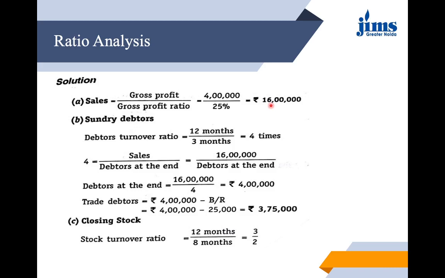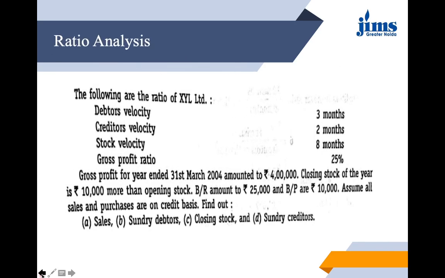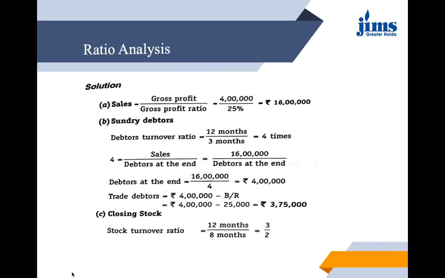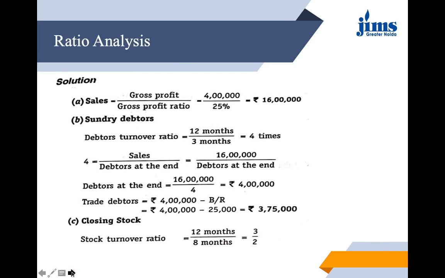The formula for this we have debtors turnover ratio, that months you can find out using that. So it's 12 months upon 3 months. How are we taking this debtors turnover ratio? It is given to you, debtors turnover ratio is 3 months. Debtors velocity is 3 months. So from there you are able to find out the debtors turnover ratio. So in a year you have 12 months. So every 3 months your turnover is moving on. So it's 4 times. Okay.